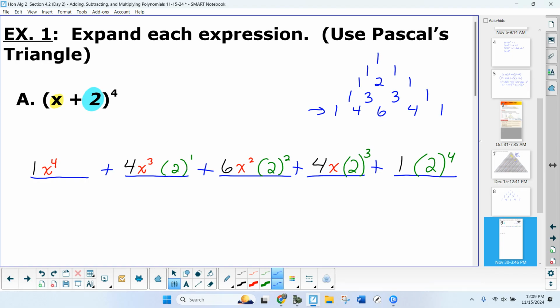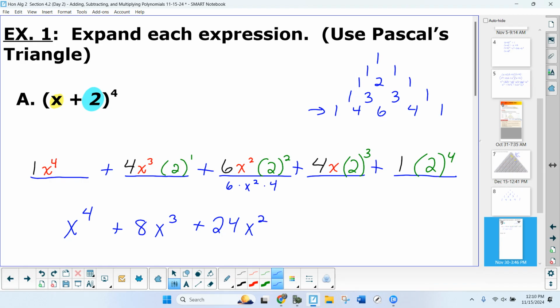Now let's clean it up. What's 1 times x to the 4th? 1x to the 4th, which usually we just write as x to the 4th. Now this is 4 times x to the 3rd times what? 2. What's 4 times 2? 8x to the 3rd. Now this we got to be careful. This is 6 times x squared times 2 squared, which is what? What's 6 times 4? So I get 24x squared.